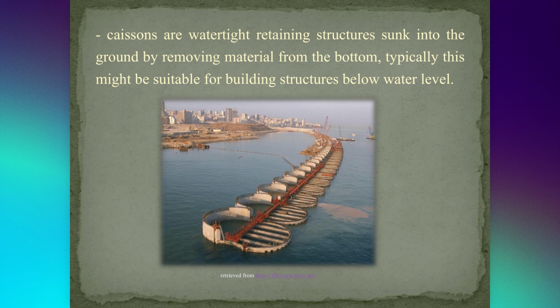Caissons are watertight retaining structures sunk into the ground by removing material from the bottom. Typically, this might be suitable for building structures below water level.